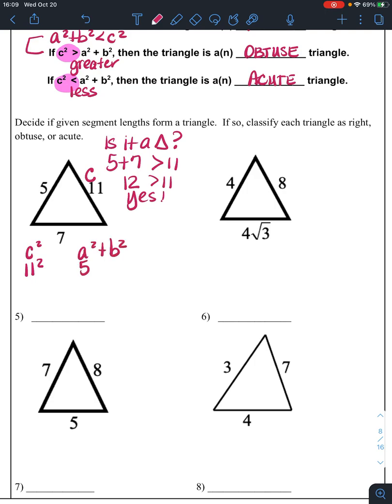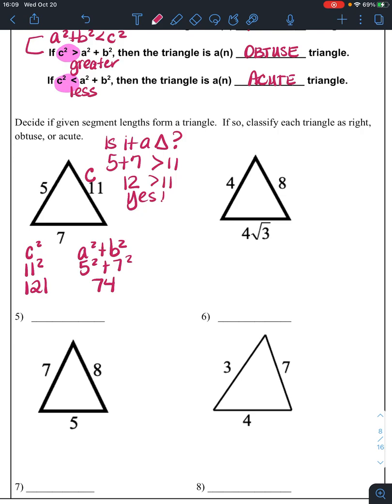So my other two are A squared plus B squared. It doesn't matter which one's which. You could switch them and do 7 squared plus 5 squared. It doesn't matter. So 11 squared is 121. And 5 squared plus 7 squared is 74. And so the question is then, is C squared equal? Is it greater than or is it less than?